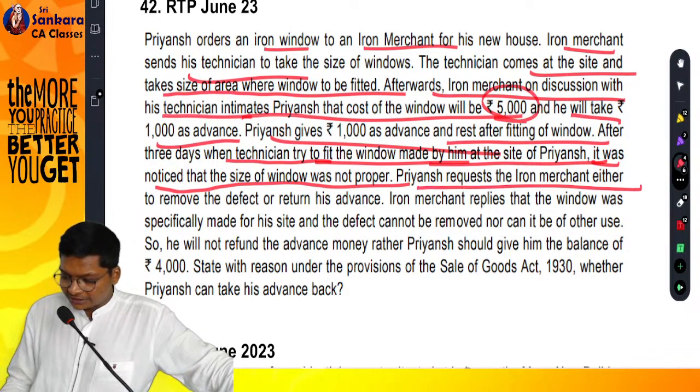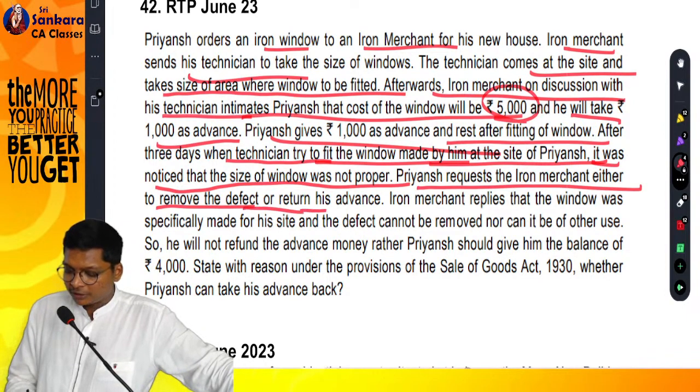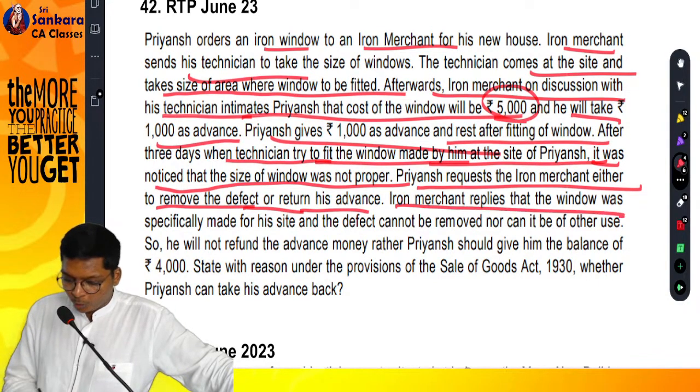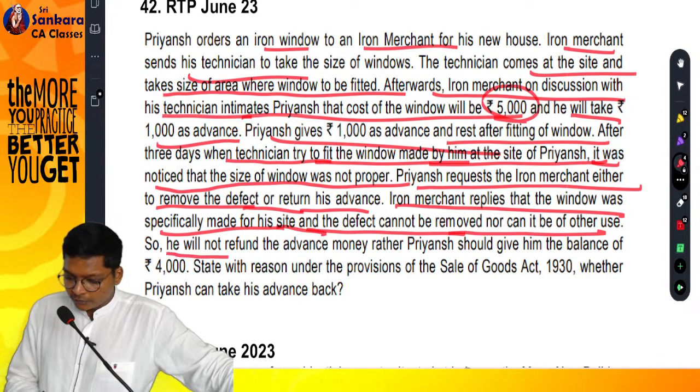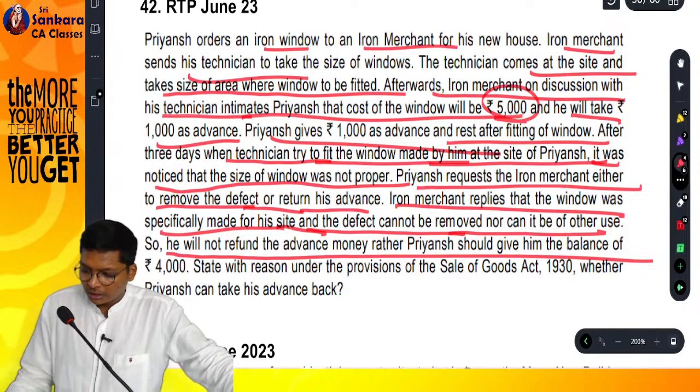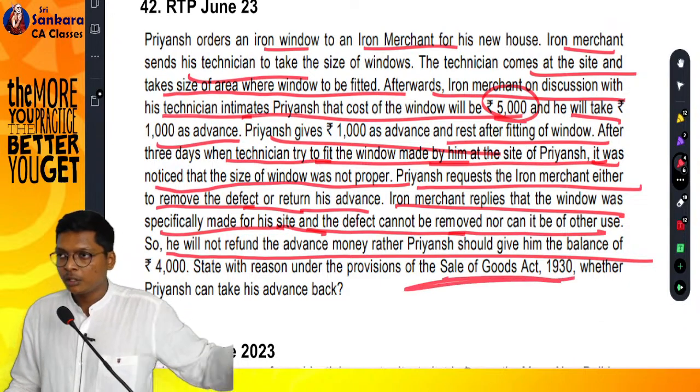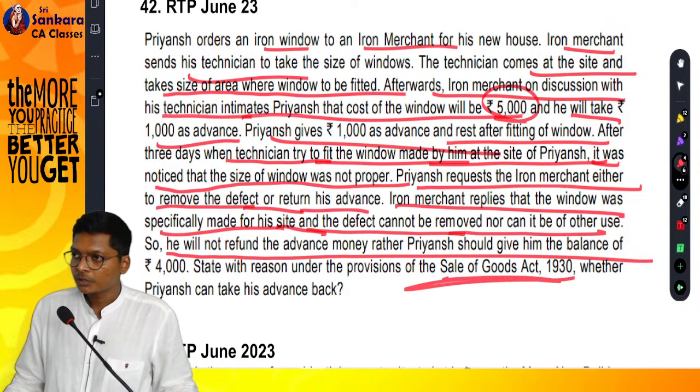Priyansh requests the iron merchant either to remove the defect or return his advance. Iron merchant replies that the window was specifically made for his site and the defect cannot be removed nor is it of any use, so he will not repay the advance. Under the Sale of Goods Act, who is right here?